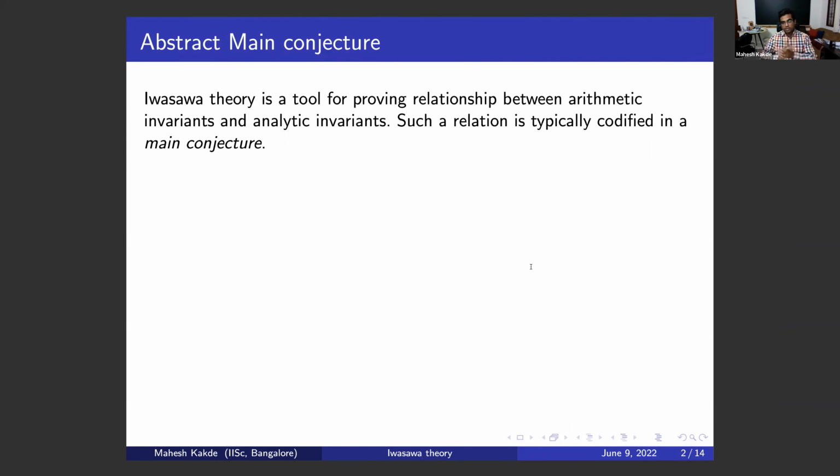So typically such a result is codified in what is called a main conjecture of Iwasawa theory. In any particular situation, you will have a main conjecture for that particular set of objects, which makes precise this relationship between arithmetic and analytic invariants. Typically, this involves an infinite family of objects, and the analytic and arithmetic invariants come in this infinite family, and you hope to prove that the invariants coming from the two sides are equal in some sense.